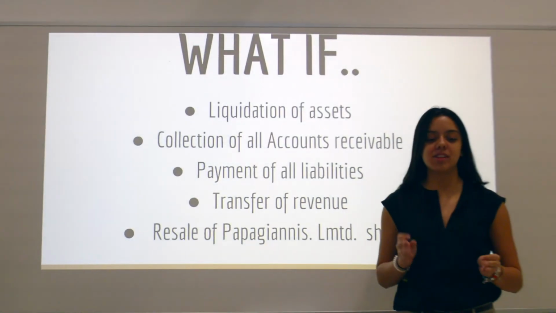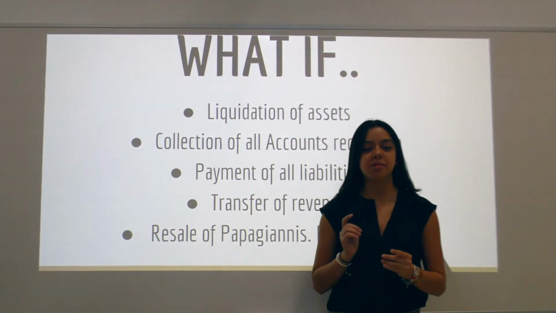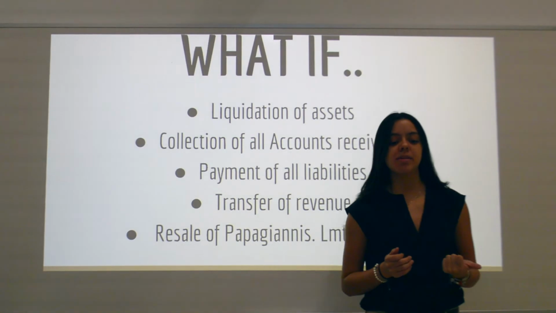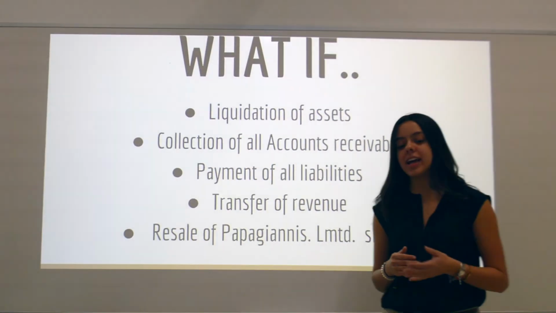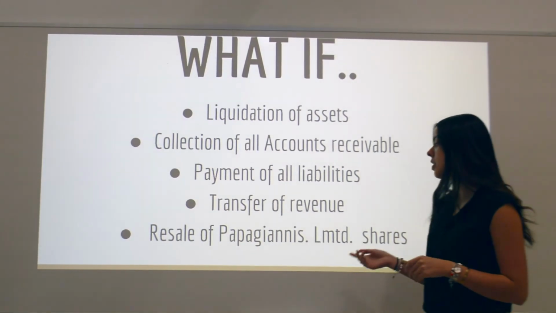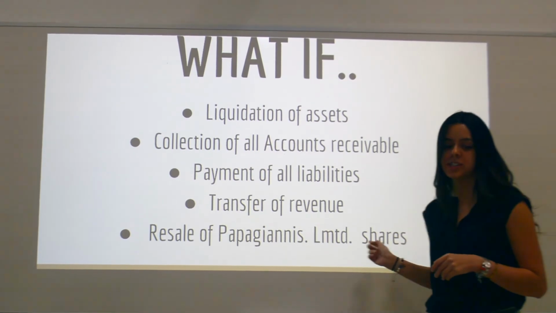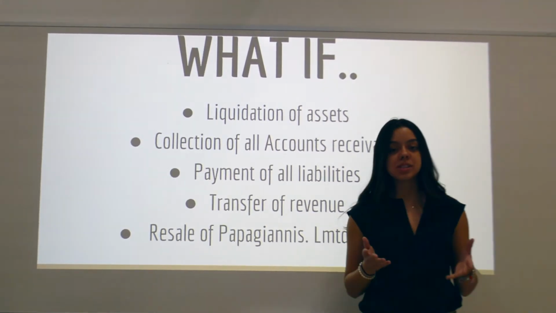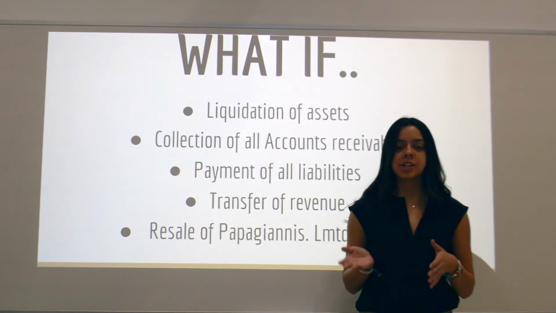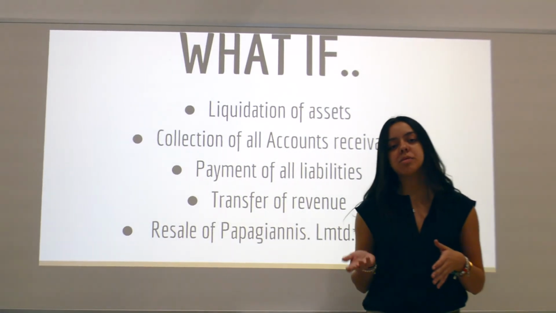What would I do if something goes wrong? In that case, the following factors would apply: liquidation of assets, then payment of all liabilities, and in last place, the resale of Papagiannis limited shares. Papagiannis will be offered the possibility of buying their shares back at the minimum price at which Eurocash bought them.